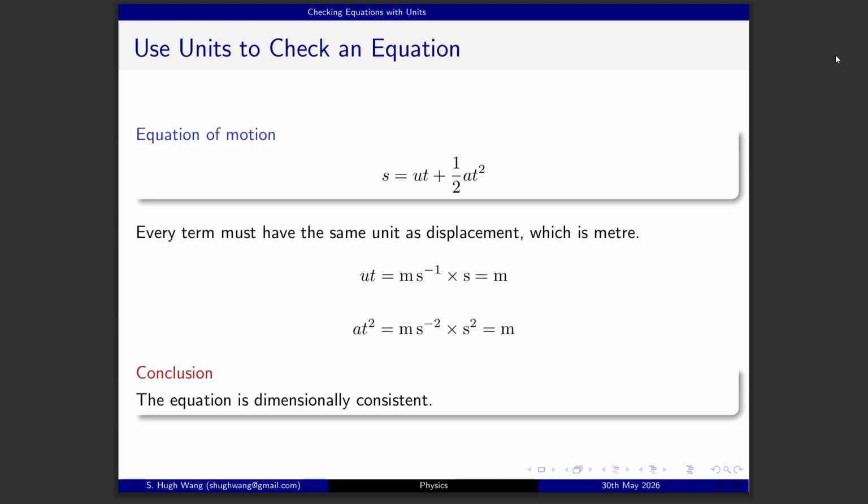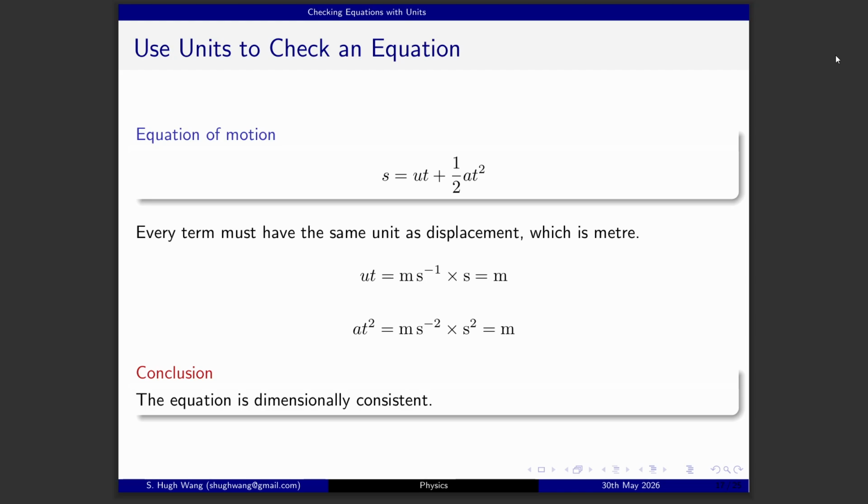First, look at ut. u is velocity, so its unit is m s^-1. t is time, so its unit is s. When we multiply them, m s^-1 times s gives m. So ut has the unit meter.